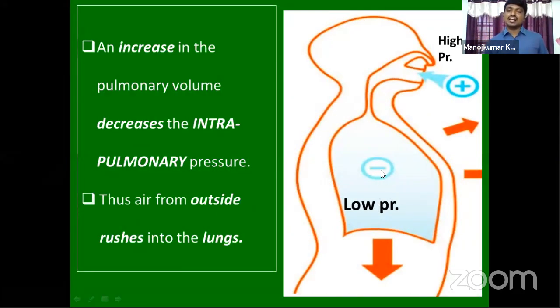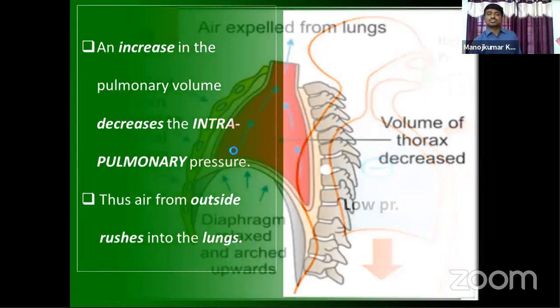Now see what happens during inspiration. Inside the lungs, as the volume is increased, there is low pressure. The low pressure is indicated by a negative symbol. So there is a negative pressure inside the lungs. Whereas outside the body, in the atmosphere, a positive symbol indicates high pressure. So there is a positive pressure outside the body, whereas there is a negative pressure inside the lungs. Low pressure inside, high pressure outside. Usually gases travel from high pressure to low pressure. So the air rushes from outside into the lungs, which is called inspiration.